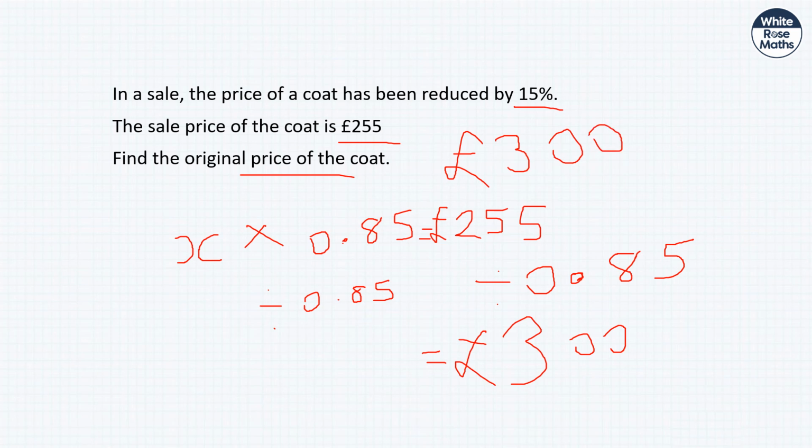And you can check, 300 multiplied by 0.85 indeed gives you 255 on your calculator. So it confirms my answer for that question.